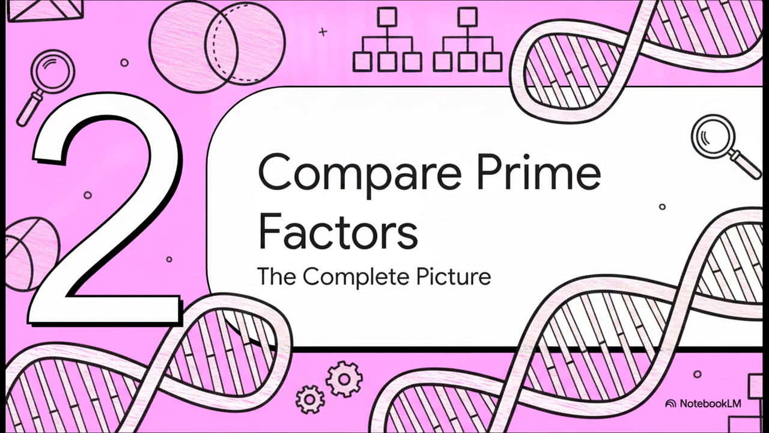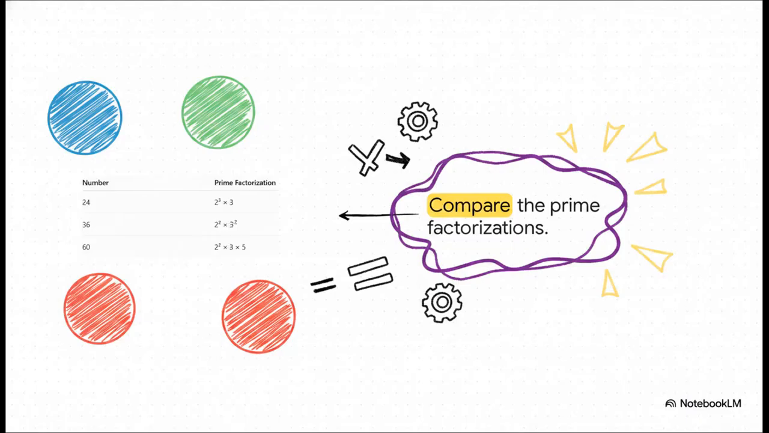Section 2. Comparing the prime factors, the complete picture. Now, finding the genetic code of a number is fun, but the real power comes when we organize this data to see exactly how these numbers interact with each other. By lining up our extracted prime DNA in a unified table, we create a seriously satisfying moment of organization. Over on the left, we have our original numbers, 24, 36, and 60. On the right, their prime factorizations are neatly stacked.